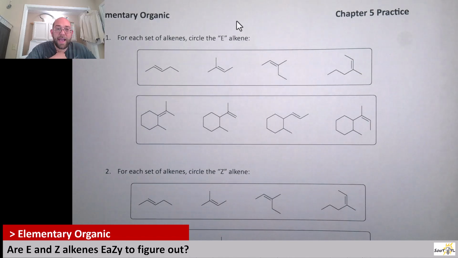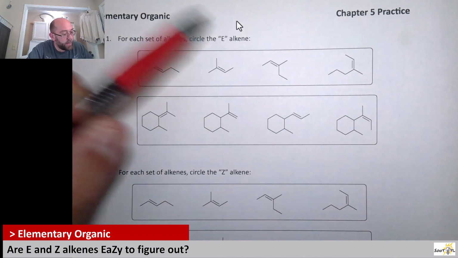So this is going to act as our Chapter 5 practice. For this set of practice, we're really going to be looking only at alkenes. I'm also going to throw in cis-trans to make sense of those, and then also look at some stability of alkenes.